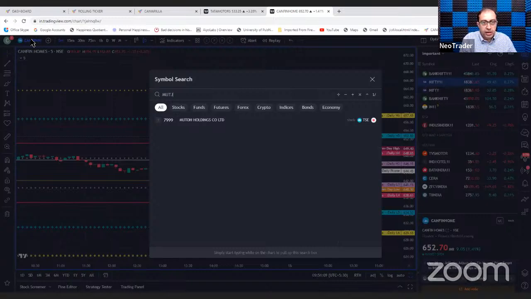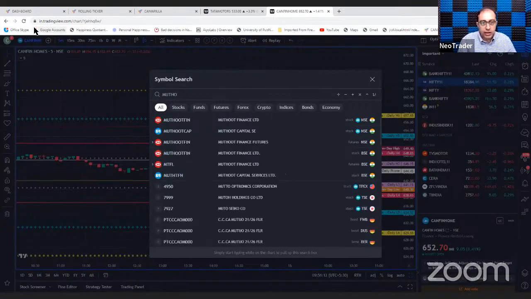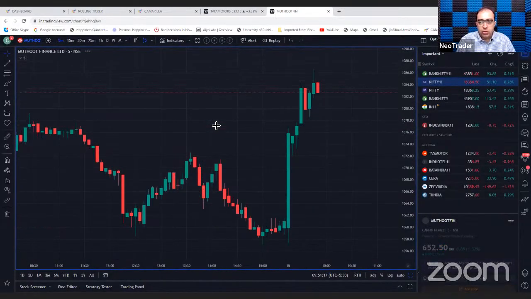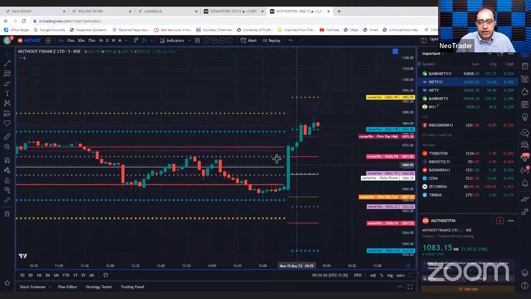The moment it gets a score of 2, it should attract your attention. This entire scoring is available to you in NeoTrader. You can see here, this is Muthoot Finance. You can see the strong opening here. Now the immediate target is towards your H6.